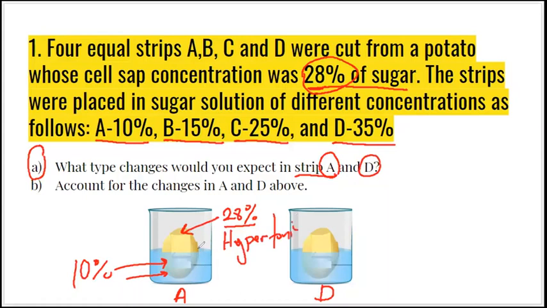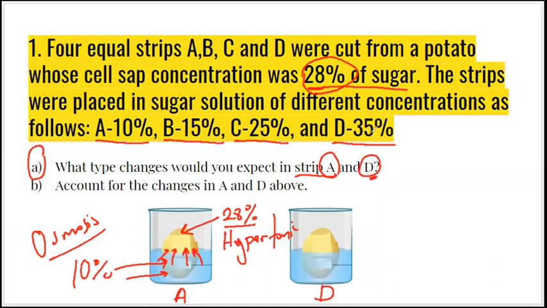to solution A, so it's going to gain water. Water molecules are going to move into the potato strip through the process of osmosis. That is important. And let's look at D. What change would you expect in strip D now?